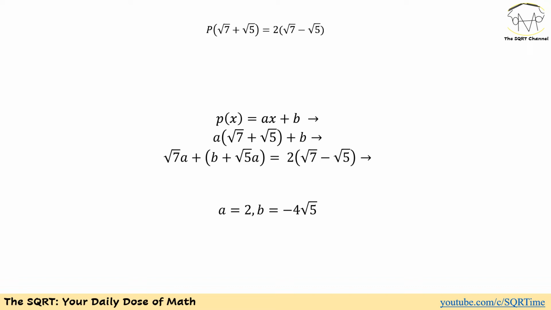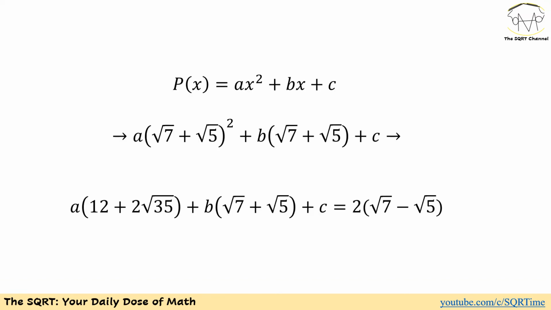The result is going to be a times radical 7 plus radical 5 plus b needs to be 2 times radical 7 minus radical 5. If you try to solve this problem, you're going to end up with a needs to be 2 and then b needs to be minus 4 times radical 5. Obviously, b is not going to be an integer here, and remember we wanted to have a polynomial with integer coefficients. So we cannot find any linear polynomial to solve this problem.